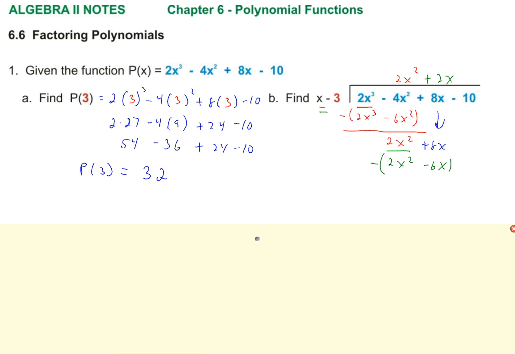And again, I'm subtracting. 8x plus 6x, right? Be careful, that's a positive 6x. So that gives me a positive 14x. Bring down my negative 10.